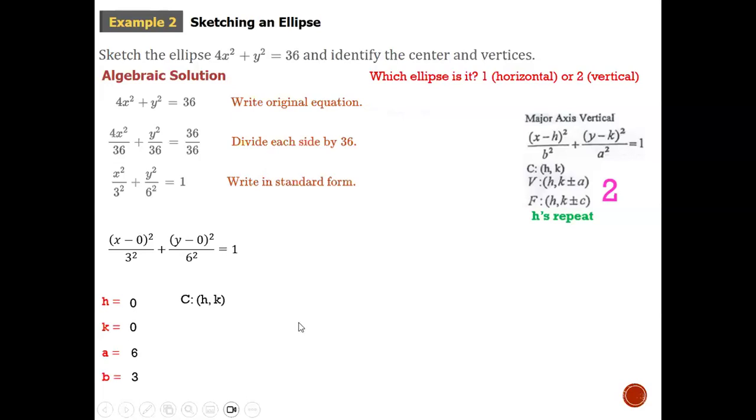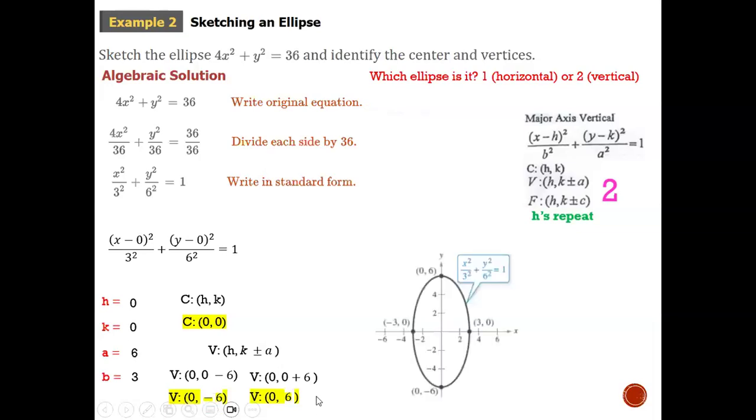And we can take this information to help us graph it. So center HK, 0, 0. We have vertices, H and K plus or minus A. So plug in our values here. H is 0, K is 0. So we're going to do plus A and minus A. So minus 6 and plus 6 to get our two vertex values. So it's 0, negative 6, 0, 6.